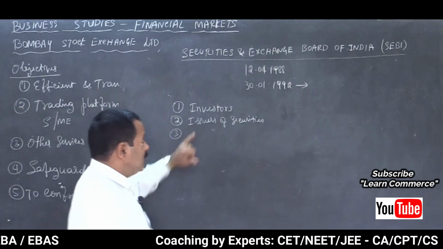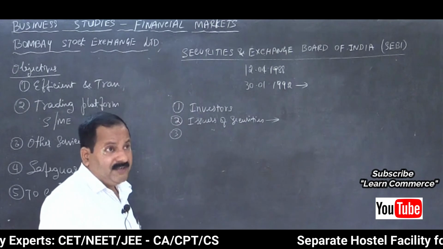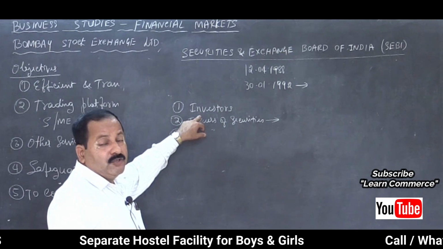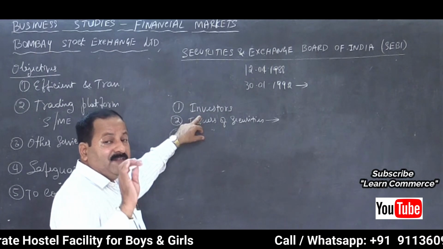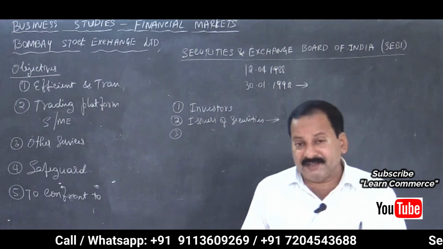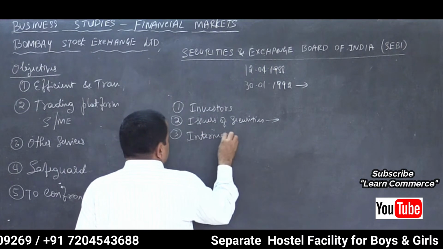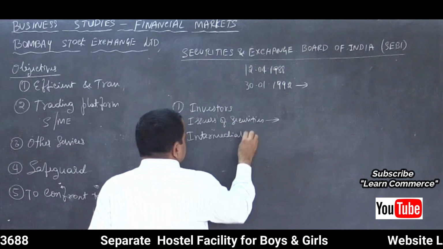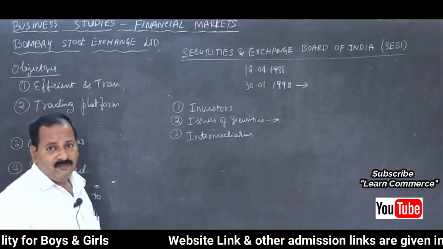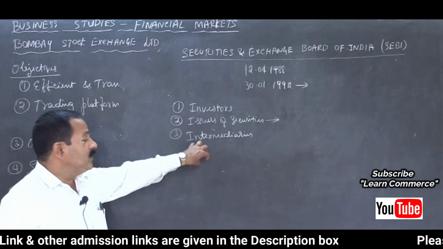The companies, we call them corporate entities. Then investors, the people who invest money, those who buy the securities, those who deal in the securities in the market. And the third one is intermediaries. See, in the real estate industry, you might have seen, isn't it? Real estate. What is your business? Real estate business. Actually, they do the broking business, isn't it?